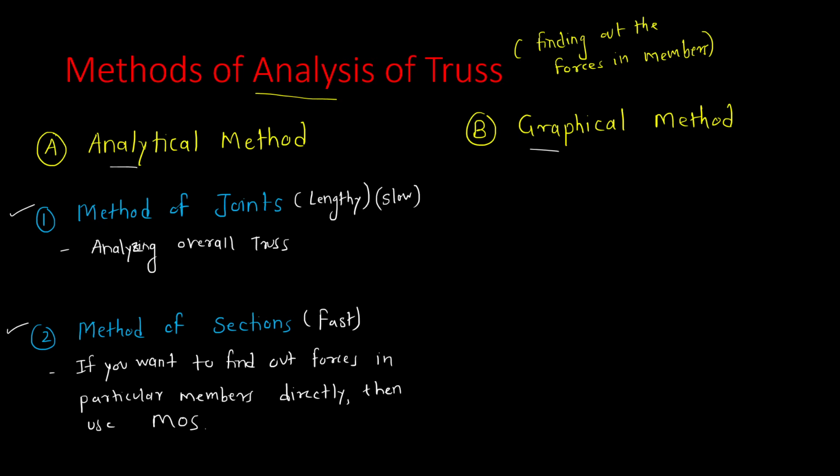So method of joints. Among the methods of analysis of truss, we are starting with the first method, that is method of joints. These are the following points that are important in method of joints. The first point is to draw the FBD. What is the full form of FBD? Free body diagram. So free body diagram, or FBD, for each joint is to be drawn.